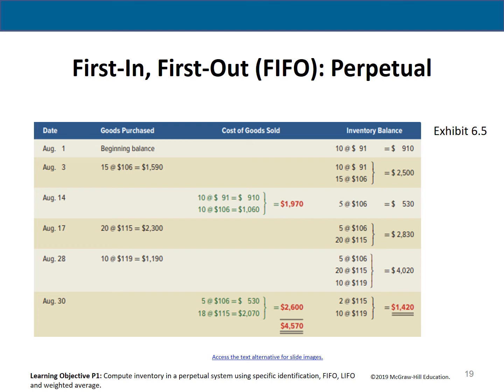They cost a total of $1,590. So what do we have in inventory after this purchase? Well, we have the 10 bikes we started the beginning of the month with that cost $91 each, and now we have 15 more that cost $106 each. Okay, that's everything we could have sold related to our bikes.